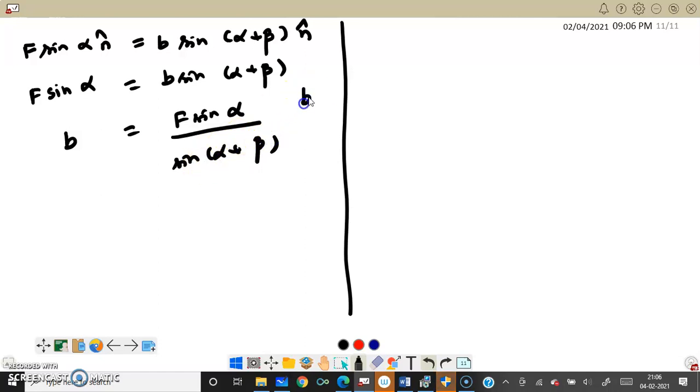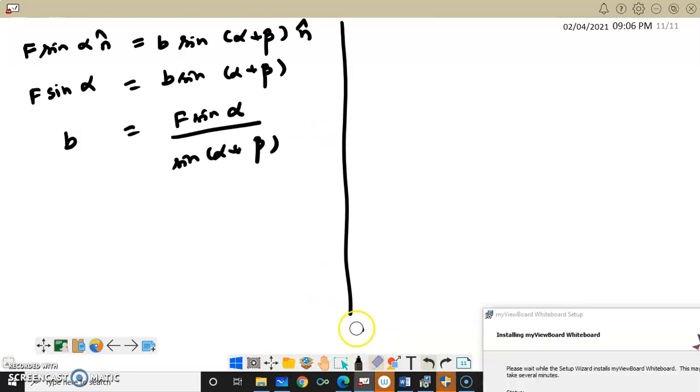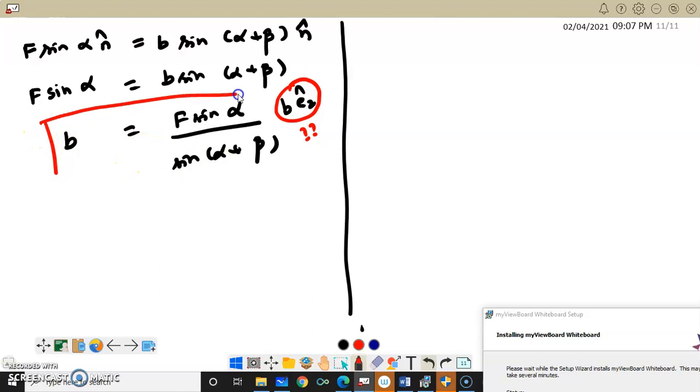Because we have written B into E2 cap, and we want to find what is my B, right? That is how we got it. That is the reason I am writing B equal to, because we are trying to find what is B. So we got the B value as F sine alpha by sine of alpha plus beta.